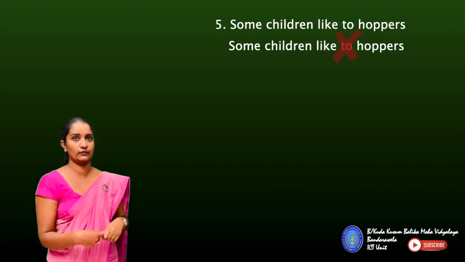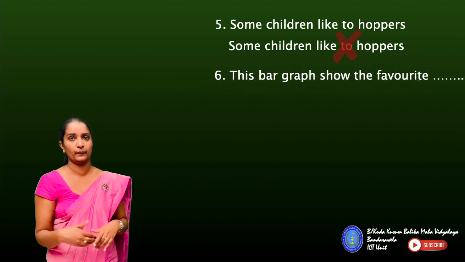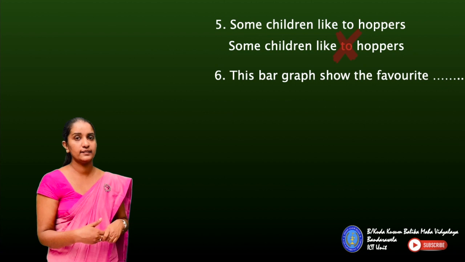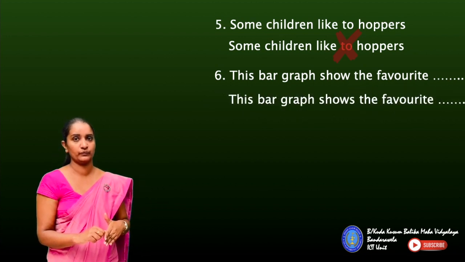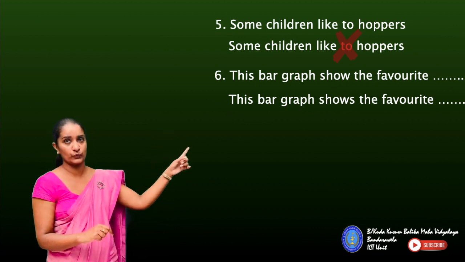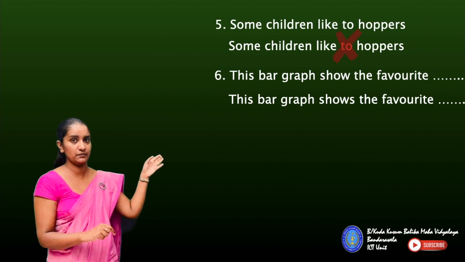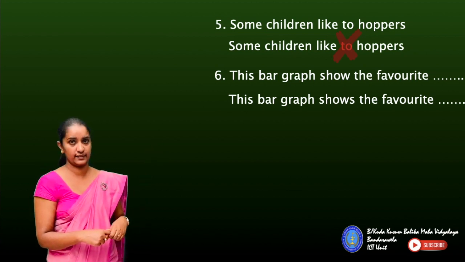And the sixth one, this bar graph show the favorite like. What is missing there? It is also a grammar mistake, although it is very simple. Yes, it is a grammar mistake. Bar graph is a singular noun, so you have to write it like bar graph shows. If you avoid this S, it is a grammar mistake and you will not get marks for your grammar in the sentence.